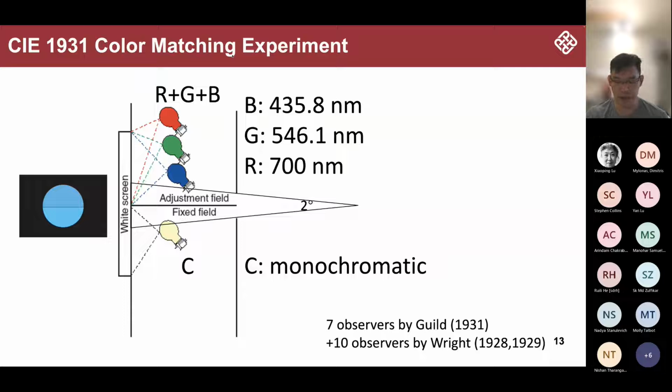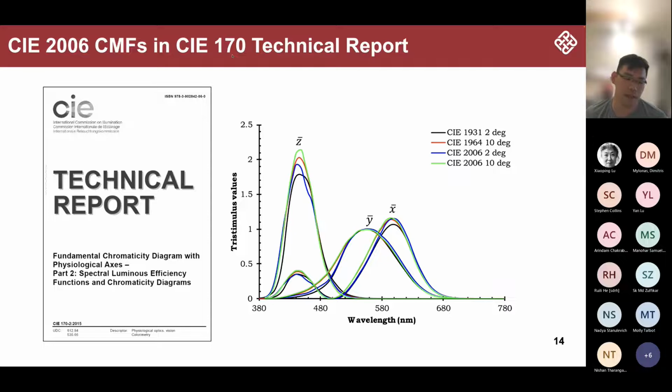And this set of color matching functions has worked pretty well for the past 80 or 90 years. But due to the development of new technologies, we have started to find a lot of weaknesses in the CIE 1931 color matching functions. So in 2006 and also in 2015, CIE published two new documents, proposing two new sets of color matching functions.